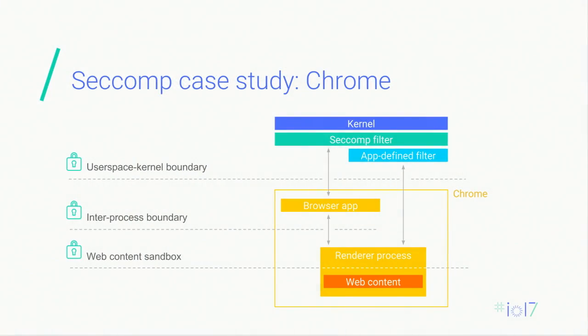Seccomp is actually not new to Android. Chrome has been using it for quite a while, in fact. Chrome has their own app-defined Seccomp filter around their renderer process. They use this Seccomp filter to make a few guarantees. They want to guarantee that the renderer process can read global state, but it cannot modify global state. And in fact, this has been quite useful a few times. Recently, we've seen a few kernel bugs that were actually unreachable from the Chrome renderer process because the relevant system calls were blocked by Seccomp.